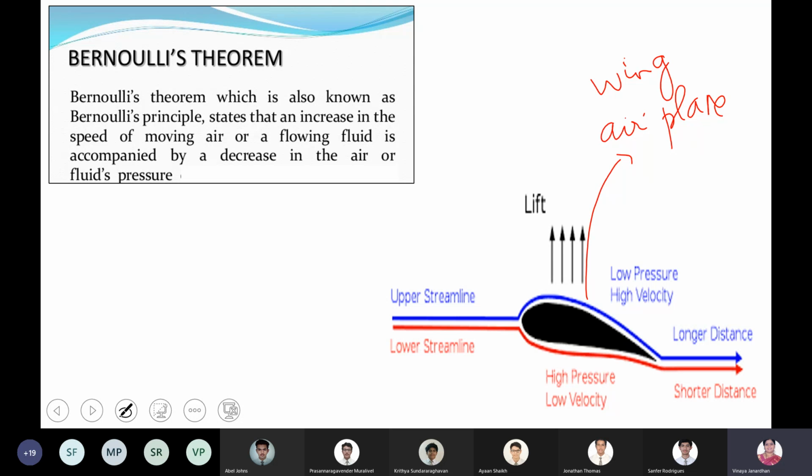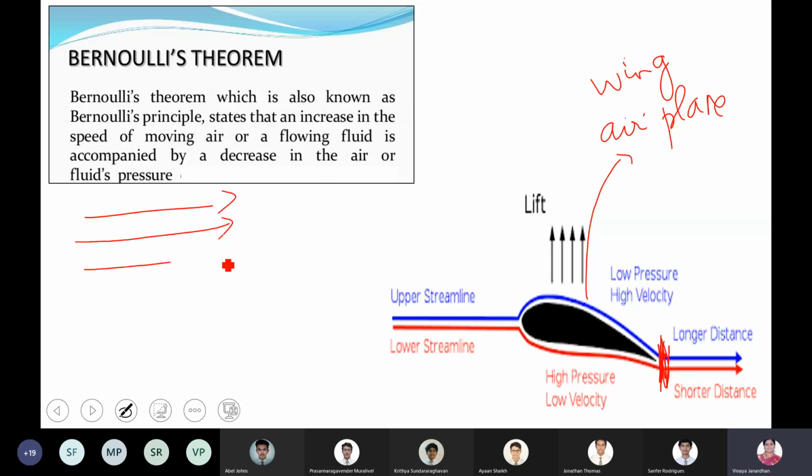When you're traveling a longer distance, see, the lower layer of air is traveling a shorter distance. Both the layers of air should reach this point. The lower one is traveling a lesser path, so it has to travel with a lesser speed. The upper one is traveling a longer path, so it has to travel with a greater velocity, so that all the air molecules can reach this point at the same time. Still, you're not understanding.